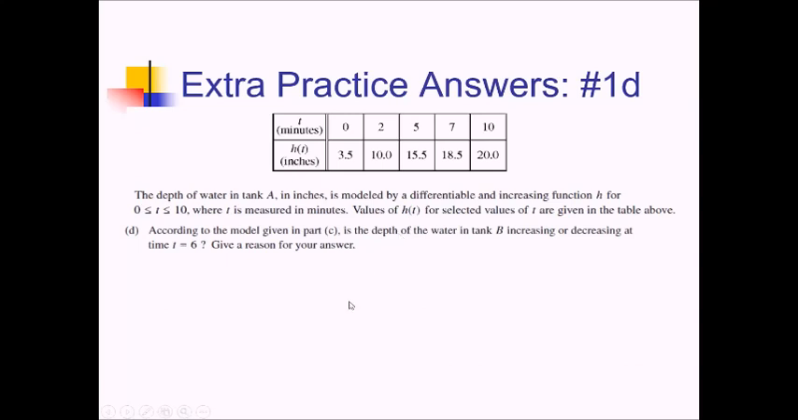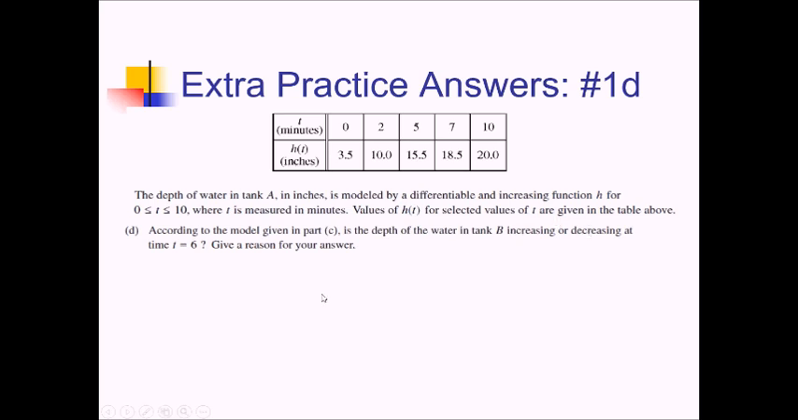For the last part of this problem, according to the model in part C, that was that g function that they gave us, is the depth of the water in tank B increasing or decreasing at time 6? Well, what we're basically asking, since g is the depth of the water, is whether g prime is positive or negative at time 6.